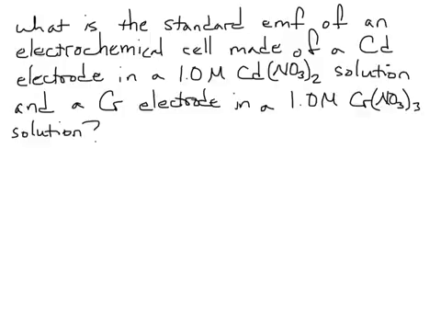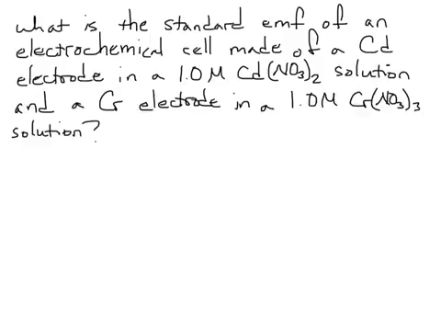A good question to ask ourselves is which of these is going to be oxidized and which one's going to be reduced. It does not tell us or give us any hint of that. We've got to figure out, is it cadmium that's getting oxidized or is it chromium? And then obviously the other one should be the one that's getting reduced.